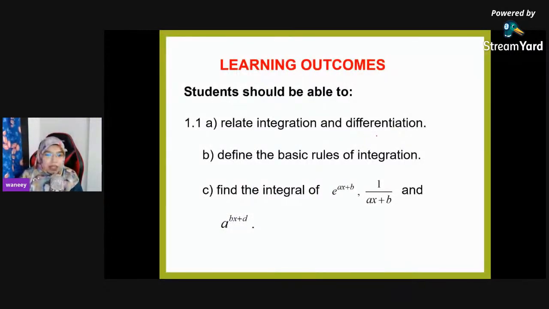Okay, so now the first one, you should be able to relate the integration and differentiation. So we have learned differentiation in the first semester. So you should be able to integrate within these two. And then to define the basic rule of integration, so we do have a few basic rules of integration. So those are the things that you need to know.